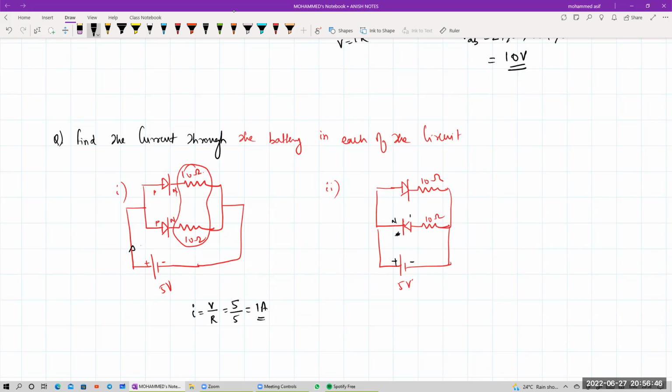This is your P, and this is your P, and this is your N. So this is forward biased. This one is reverse biased. There is no flow of current in this one. So directly there is a flow of current in this one. Therefore I is equal to V by R. V is 5. R will be equal to 10. 5 ones are 5. 1 by 2. 0.5 ampere.